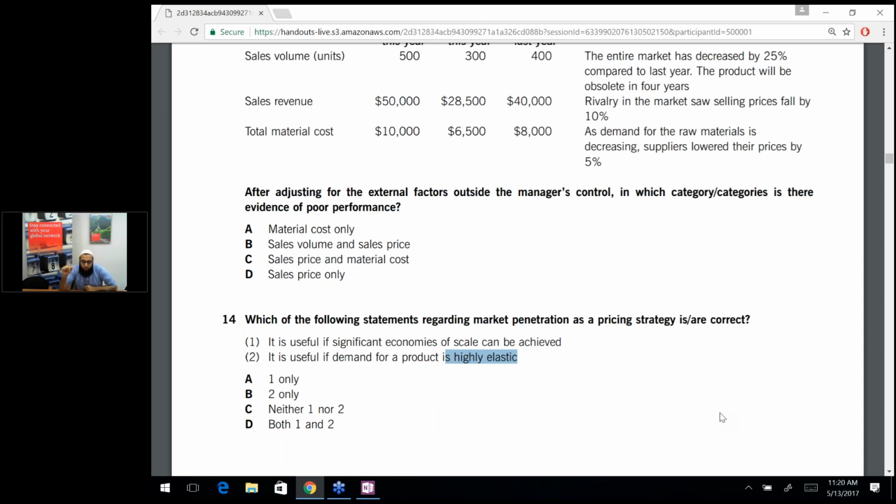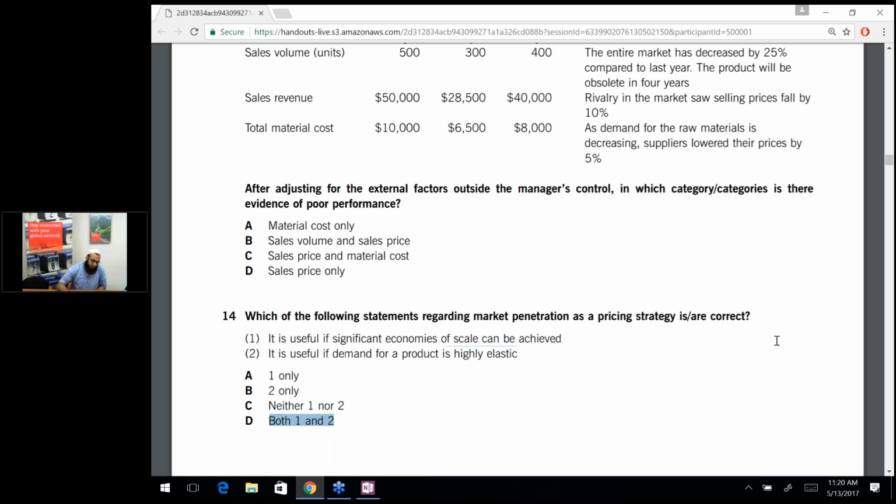So when you are going towards a penetration pricing policy, my friends, a small reduction in price would increase the demand significantly. Which means if you sell anything for a lower price, you can easily capture a bigger demand. So the answer is B. Both 1 and 2 are the correct statements. Got it? Now, MCQ 13.